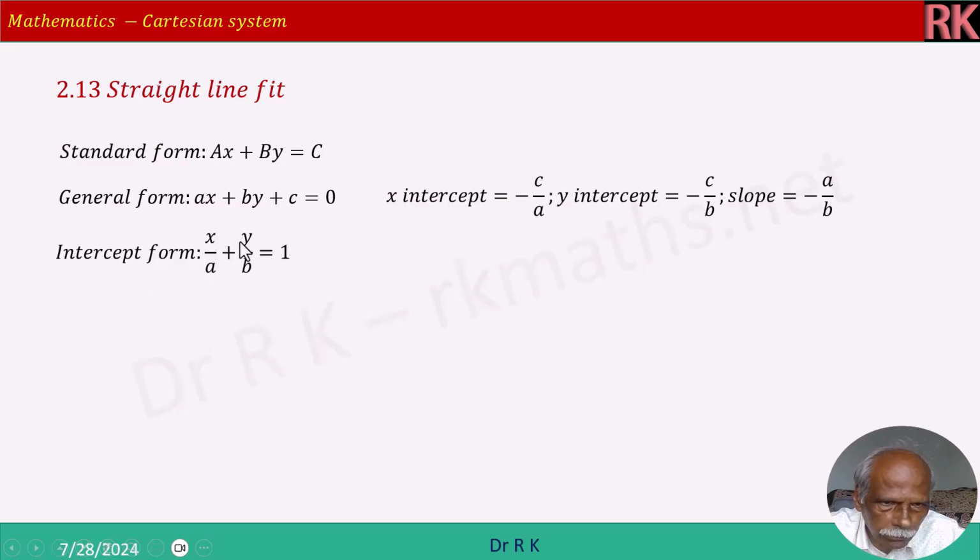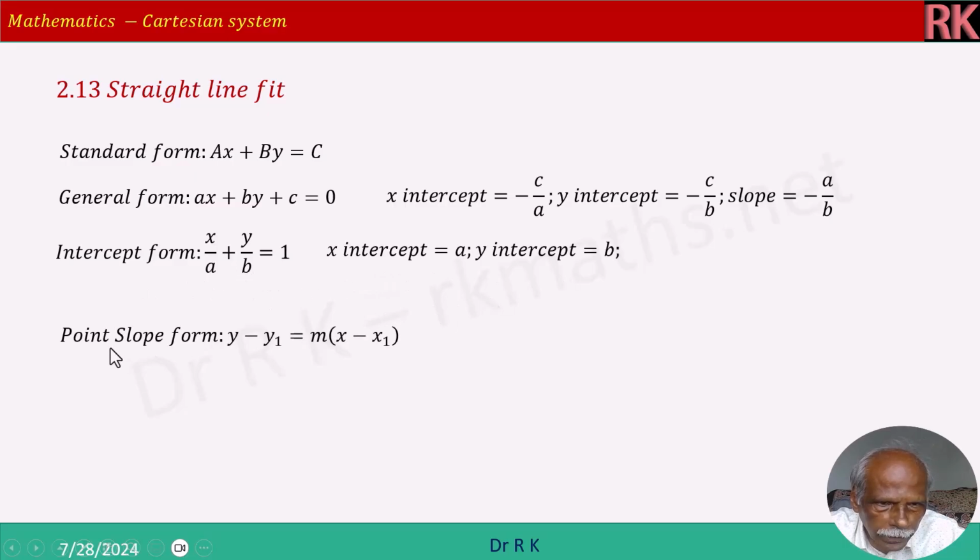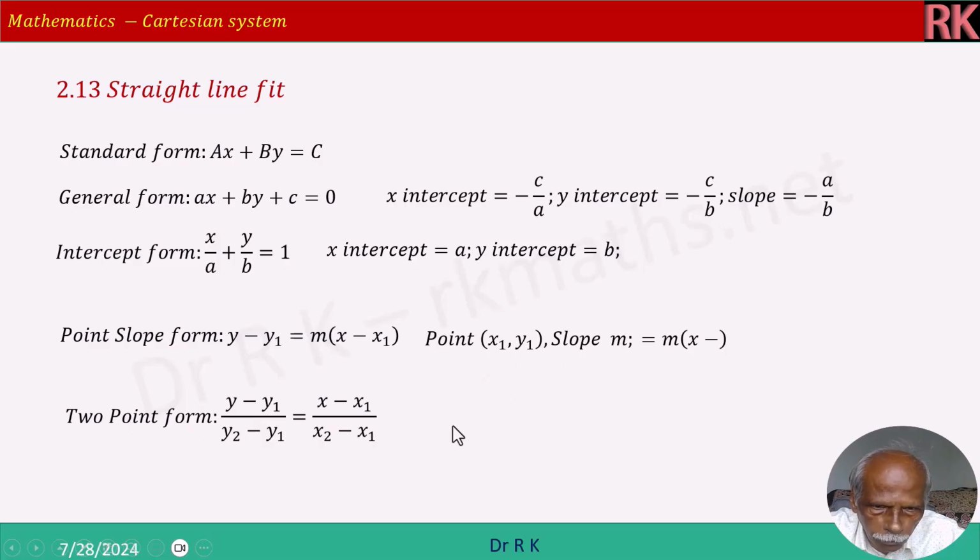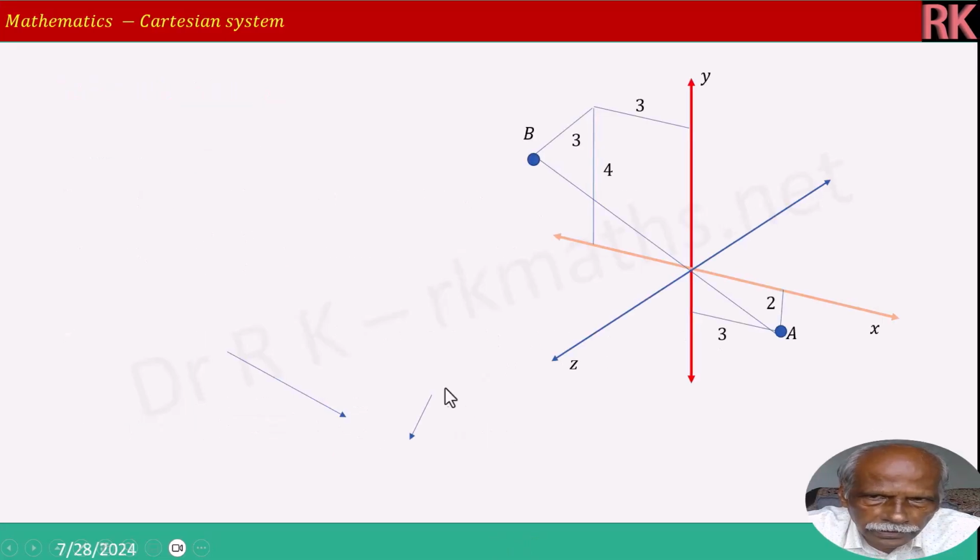Intercept form: x by a plus y by b. If intercepts are given, you can straight away use this. Point slope form: y minus y1 is equal to m into x minus x1, where 1 point and slope are given. Two point form: 2 points are given, then you get this equation.